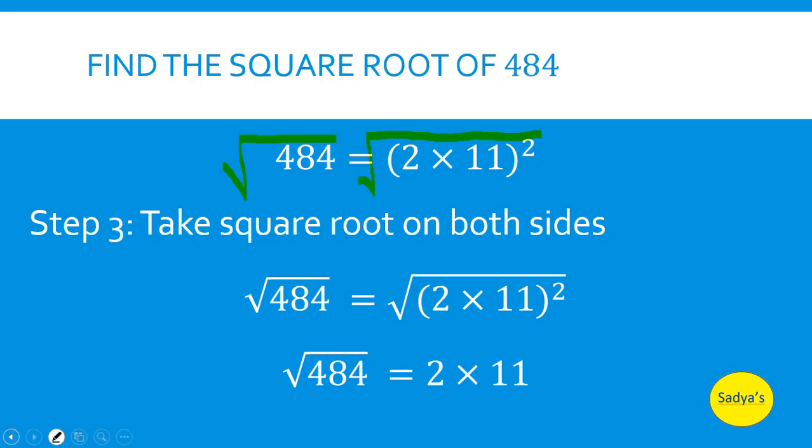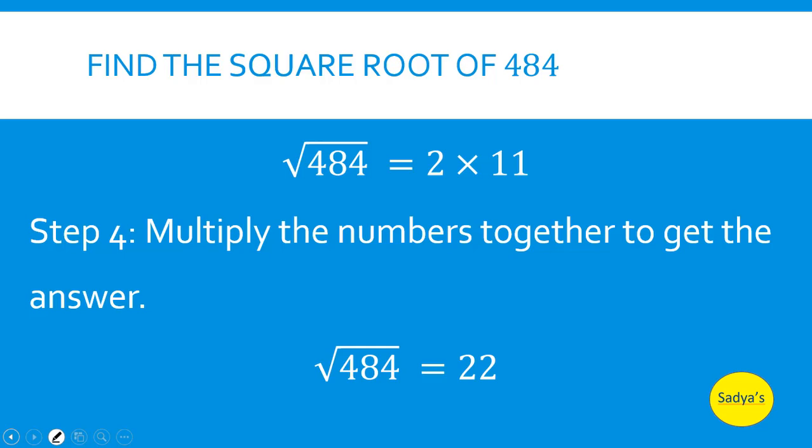So when we have written square root on both sides, what happens? This square cancels the effect of this one, and the numbers are set free. So square root of 484 is equal to 2 multiplied by 11. So the numbers are free. They are not bound by square and square root anymore.